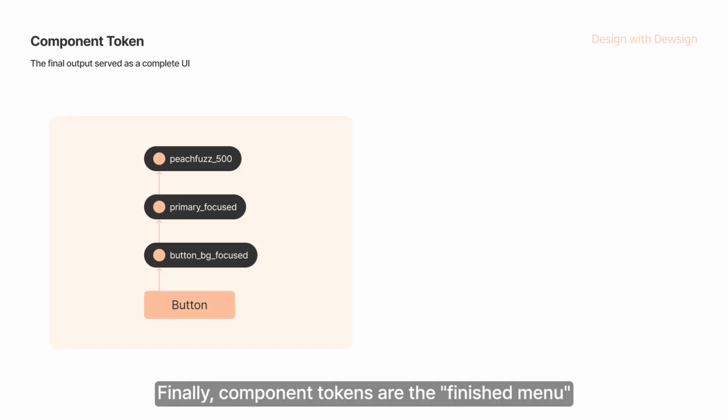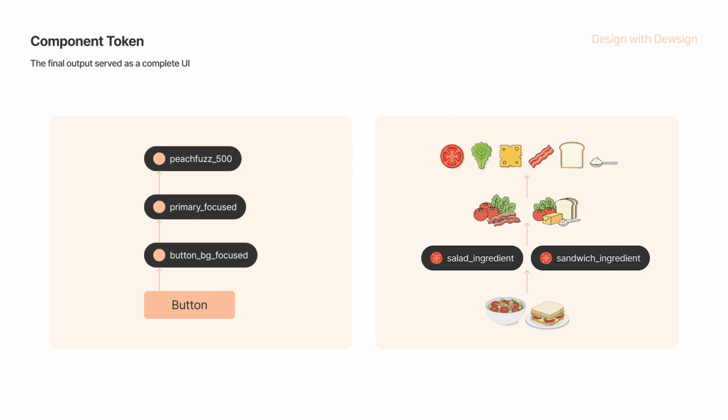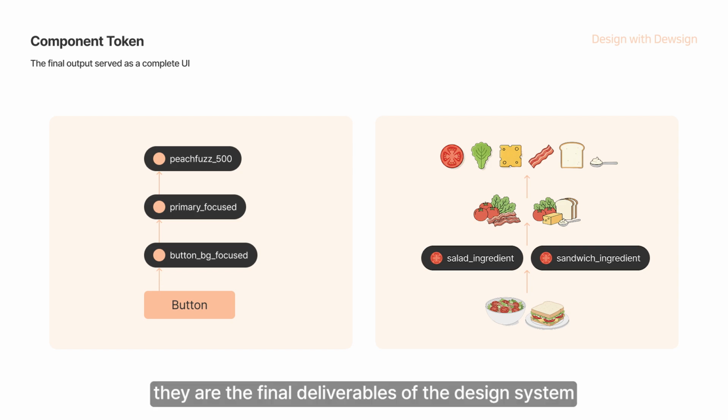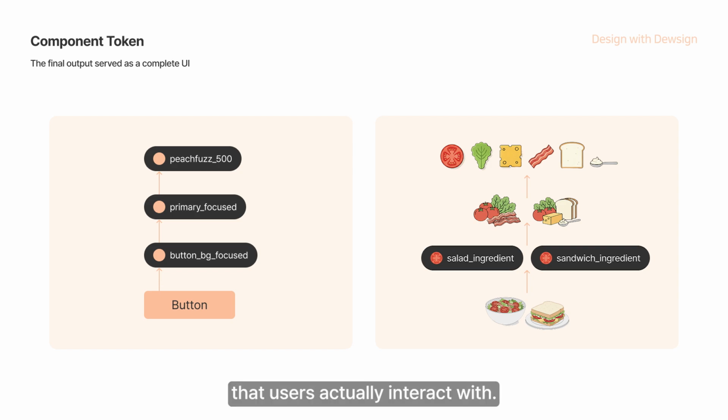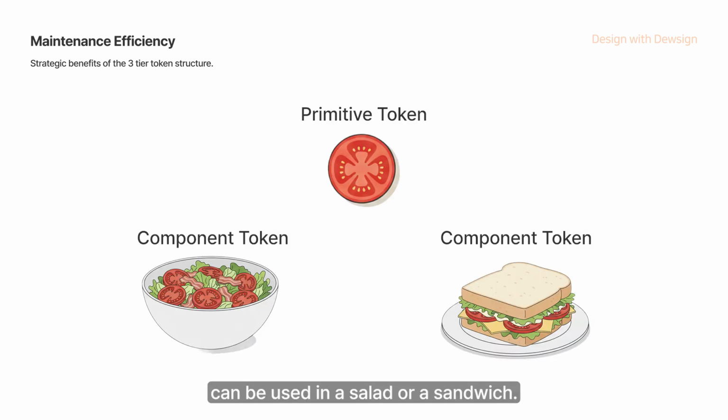Finally, component tokens are the finished menu that is served on the dining table. They are the final dish created exclusively for a specific component based on the recipe defined earlier. Assigned precisely to real UI elements, such as button background focused. They are the final deliverables of the design system that users actually interact with. The raw ingredient, which is the primitive token like a tomato, can be used in a salad or a sandwich.